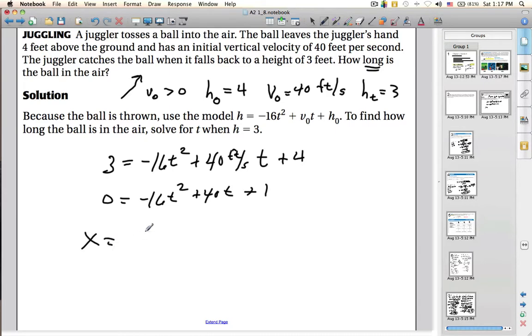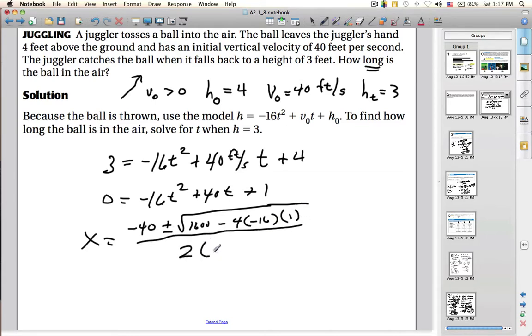If I want to solve this, x will be equal to negative 40 plus or minus the square root of 40 squared, which is 1600, minus 4 times a, which is negative 16, times c, which is 1, all over 2 times a, which is negative 16.